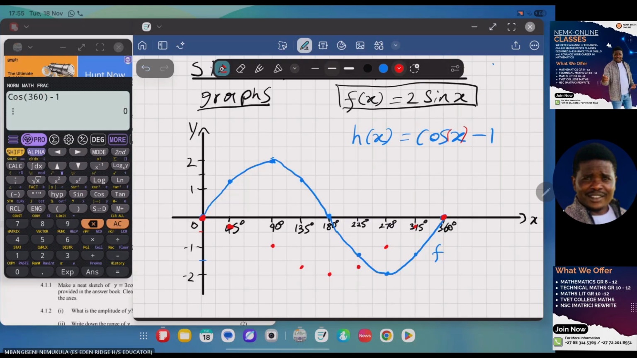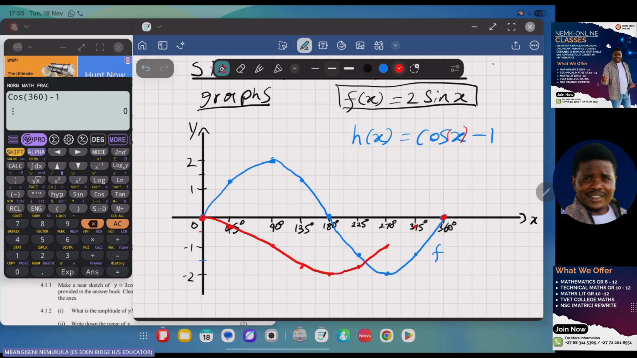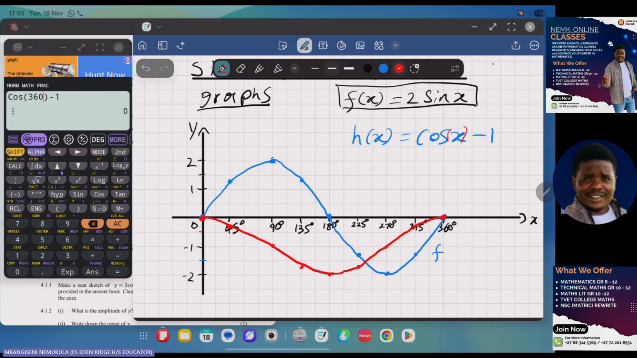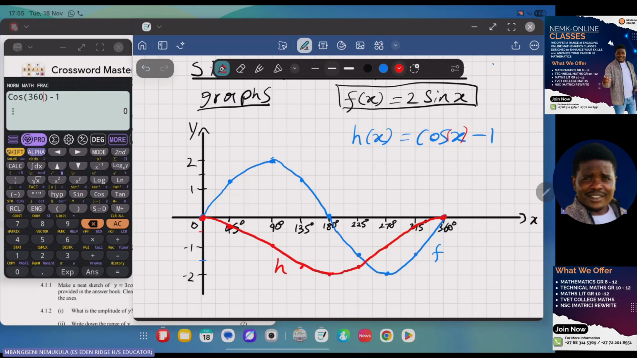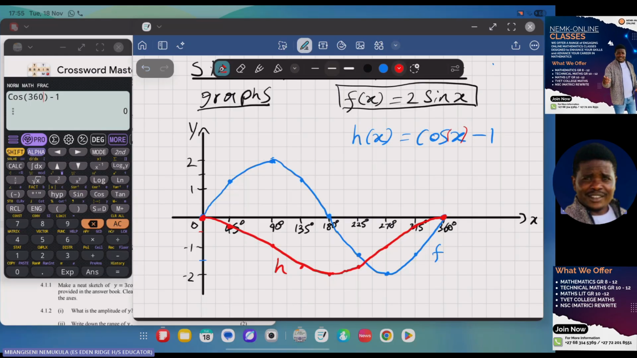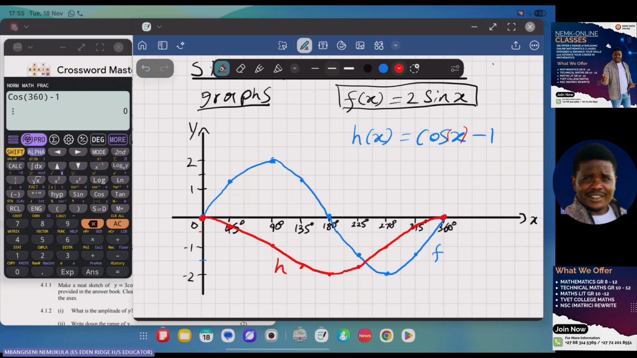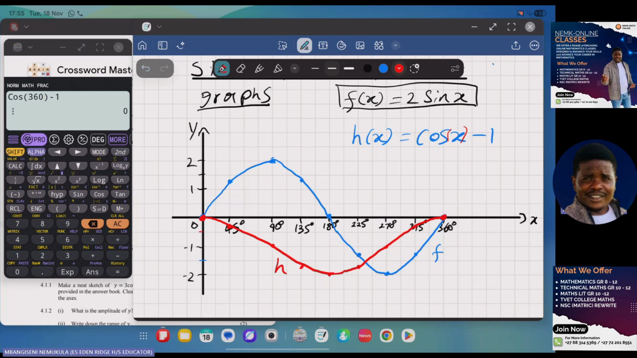So following these points, it's our drawing. The red one is our h. That's our h. So simple as that, you just join the points and then you are done sketching the graph. Let's also do the tan graph.